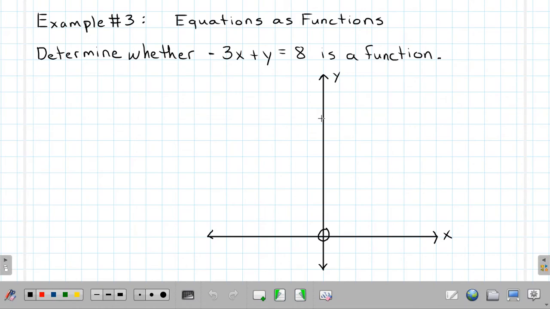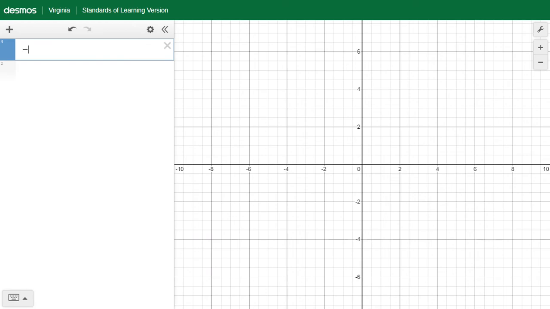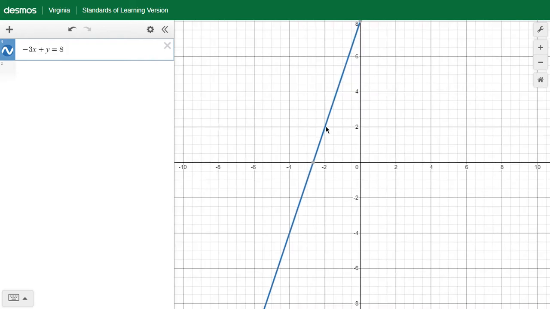And this Desmos calculator makes it really easy, because all we've got to do is go into Desmos and type in negative 3x plus y is equal to 8. As you can see, we get this line here. It actually does a nice job plotting the line. You can see a bunch of different points on here, so you can hover over it and click on it. This point right here is the point negative 2, 2. You can keep going down and you can see all these other points, like this point right here, negative 4, negative 4.